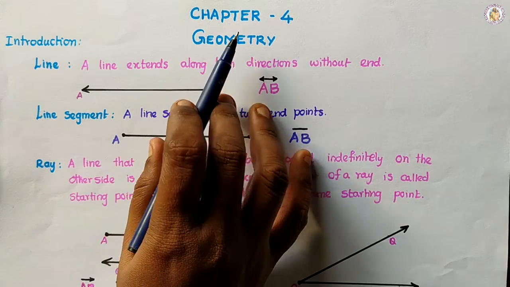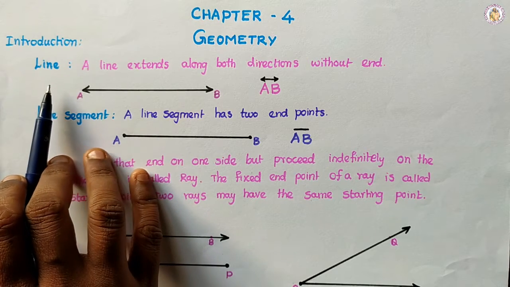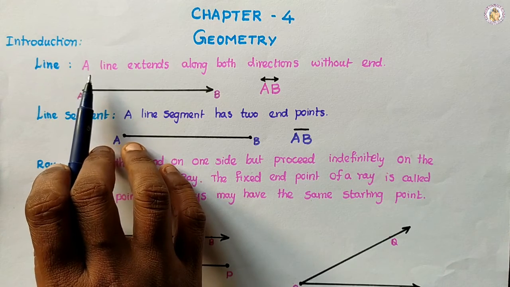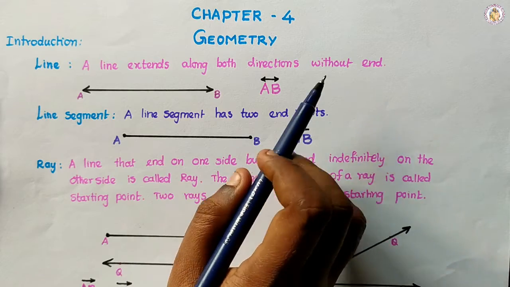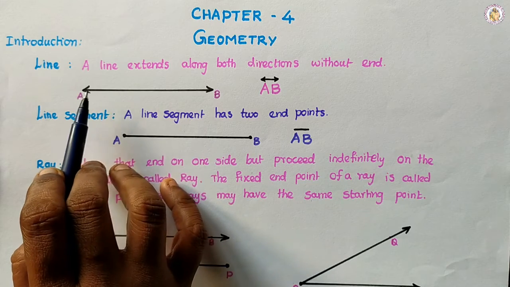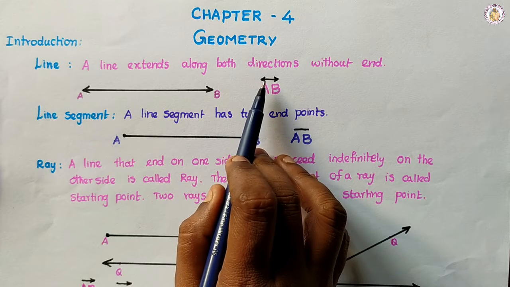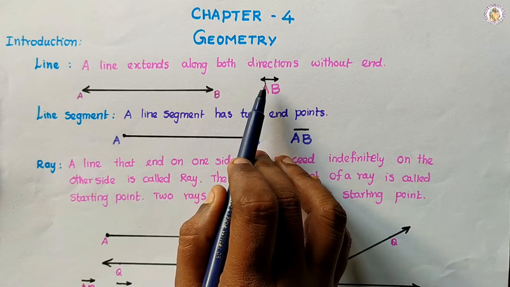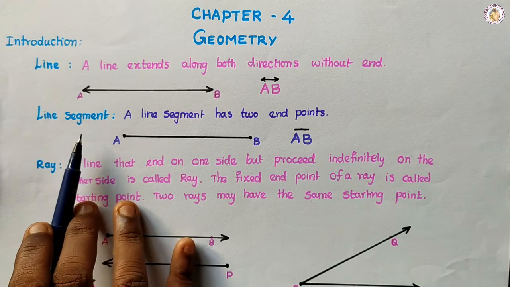Look at this chapter 4, geometry. Introduction. In geometry, line is the important one. What is a line? A line extends along both directions without end. It is denoted as a line, with an arrow mark on both sides. So AB, line AB.